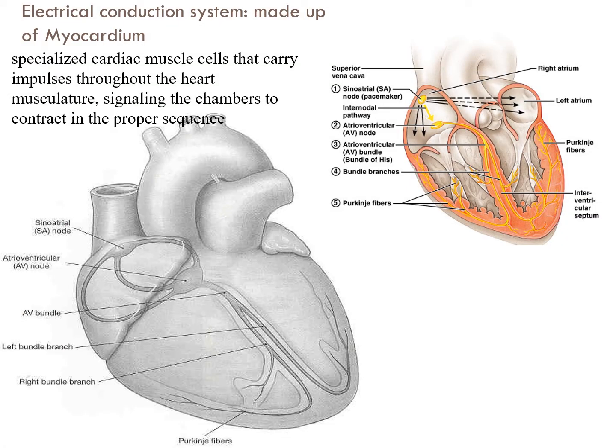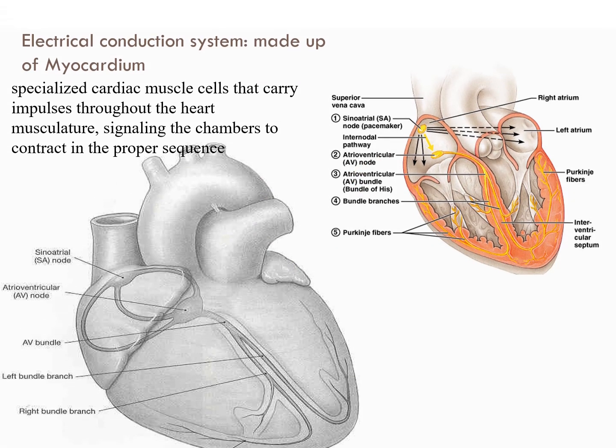The electroconducting system is made up of the myocardium: specialized cardiac muscle cells that carry the impulse through the heart musculature, signaling the chambers to contract in the proper sequence. So this is the electroconducting system of the myocardium.